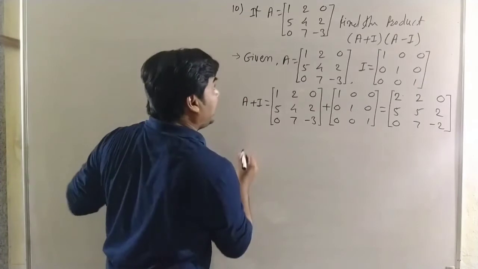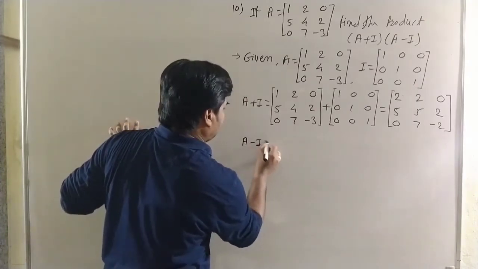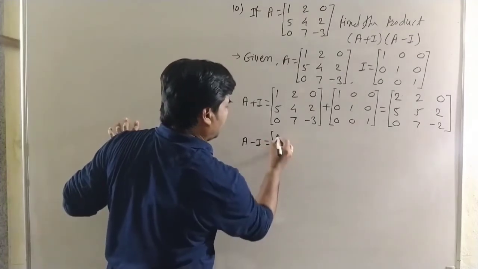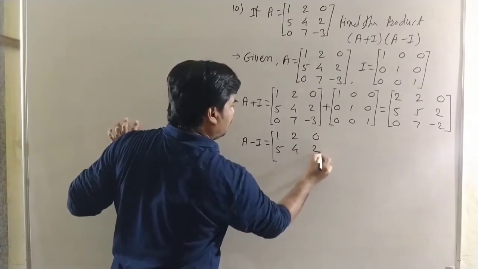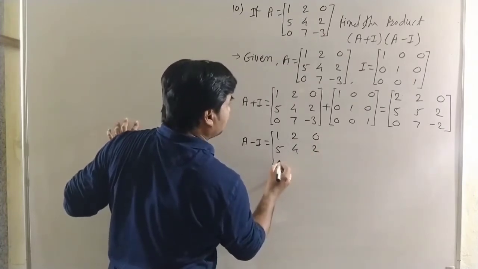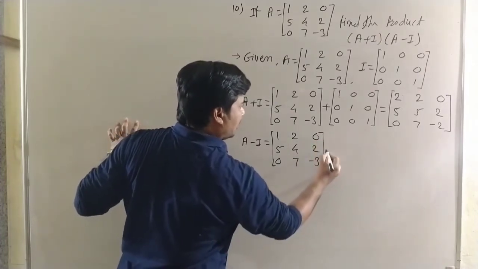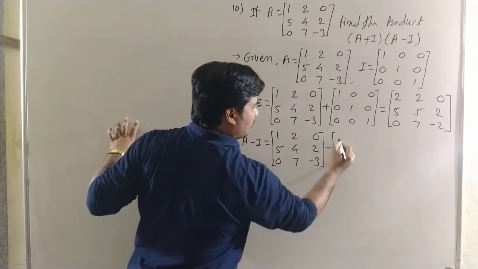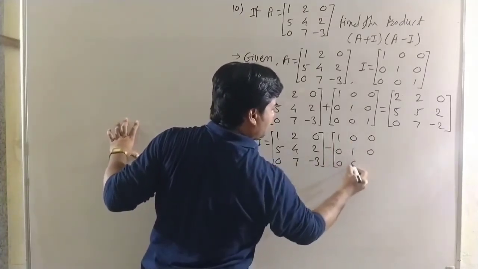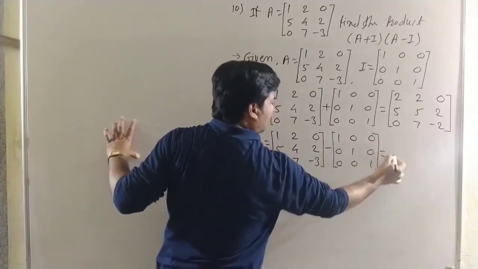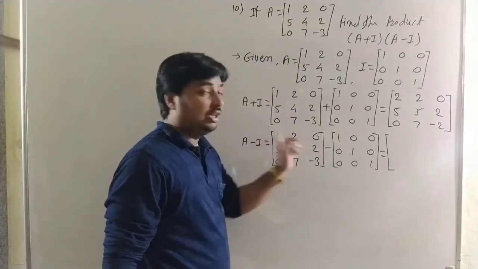Now A minus I: the matrix A, 1 2 0, 5 4 2, and 0 7 minus 3, minus 1 0 0, 0 1 0, and 0 0 1. Now we take the subtraction. Here we subtract the corresponding elements.